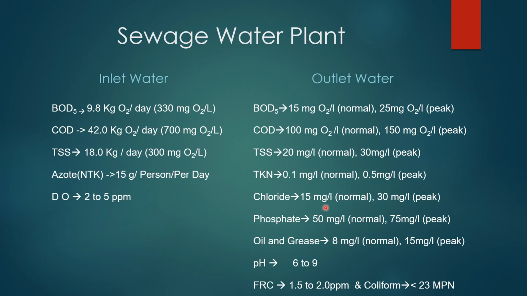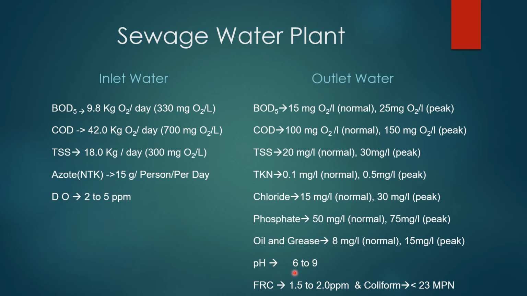Then the chloride value in the outlet water will be less because it is coming as human waste and wash water only. So chloride is normal raw water only. It should be less than 15 milligram per liter, and around 30 milligram per liter at peak. Phosphate also 50 milligram per liter, maximum is 25 milligram per liter. Oil and grease normally will not be present. It also will get filtered in the dual media filter. So its value will be around 8 milligram per liter, maximum will be 15 milligram per liter.